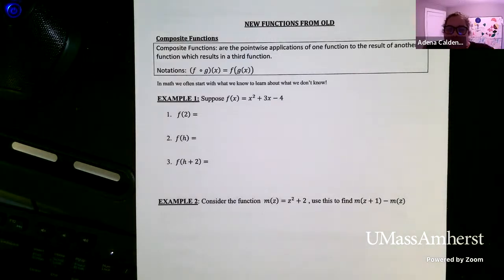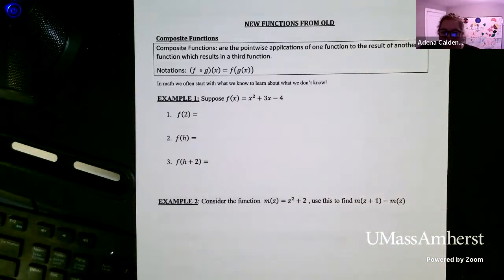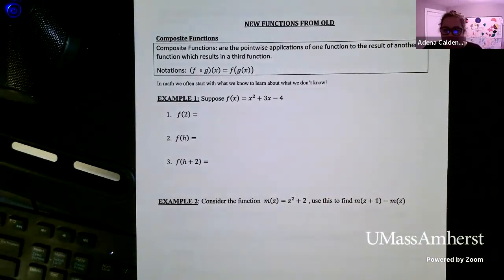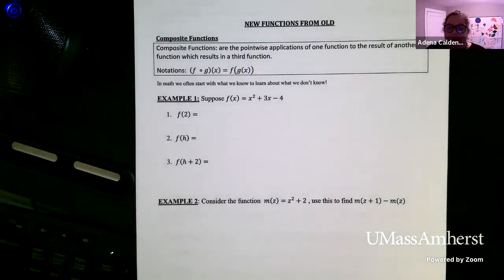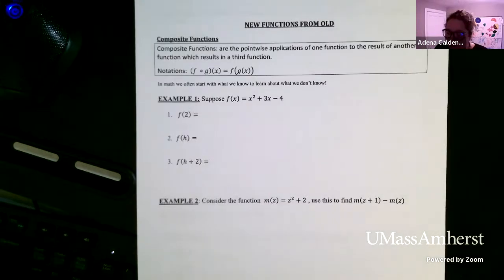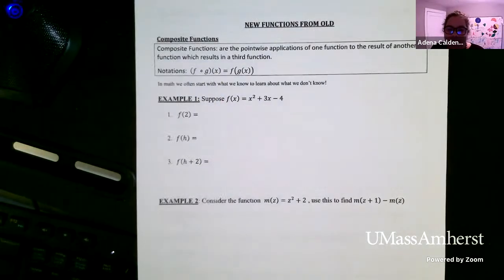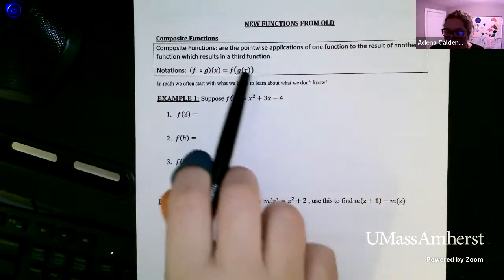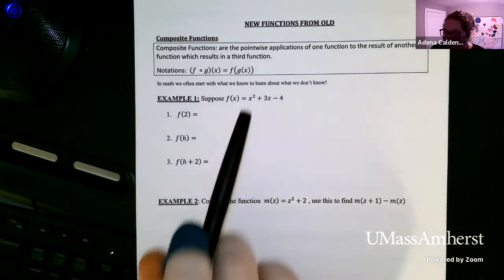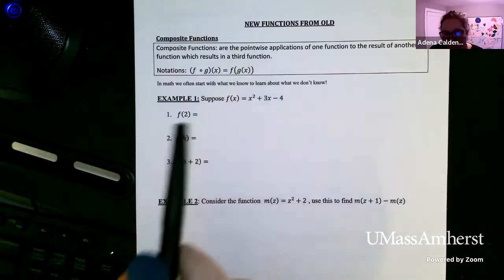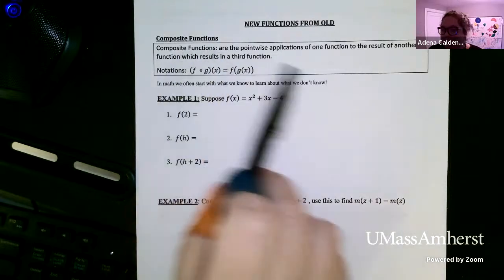A composite function is the pointwise application of one function to the result of another function, which results in a third function. So what does that mean? That means that we are taking one function and plugging it into another one. And there's 2 different notations that are used when we talk about composite functions. Sometimes you see this f and then this little open dot g of x. And sometimes you see it written as f of g of x with the parentheses. In this class and in our textbook, this is the notation we will be using. But if you've seen this before and the notation was like this, it's the same thing.